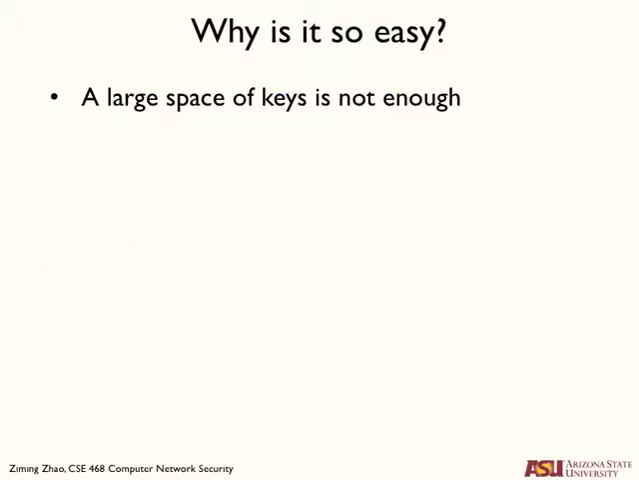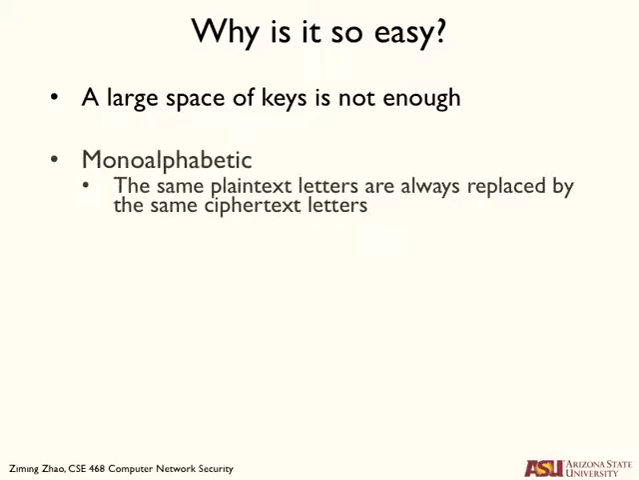Why is it so easy to attack? So we learned that a large space of keys is not enough to build a secure algorithm. So basically, we say that the Caesar cipher and the substitution cipher all belong to this category of cipher, which is called monoalphabetic, which means the same plaintext letters are always replaced by the same ciphertext letters. So as long as that substitution table is fixed, A is always replaced by a fixed letter.